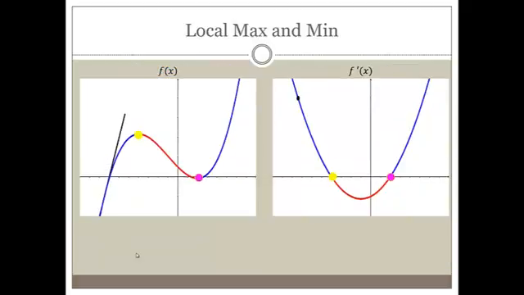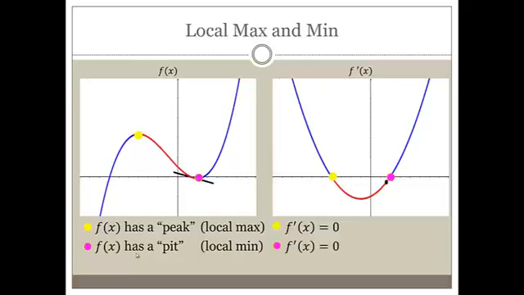So what's the significance of the yellow and purple points in our graphs? Well, in the graph of f of x, the yellow point is a peak, or a local max, while in the graph of the derivative, the yellow point is where the derivative equals 0. On the other hand, the purple point is when our function f of x has a pit, or a local min. But on the graph of the derivative, it is when the derivative equals 0.